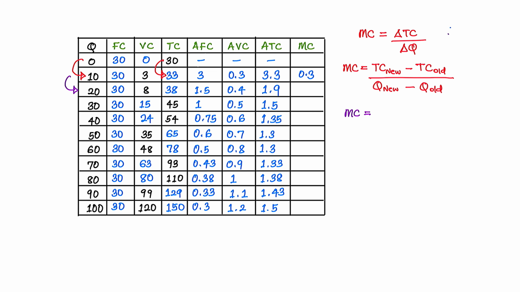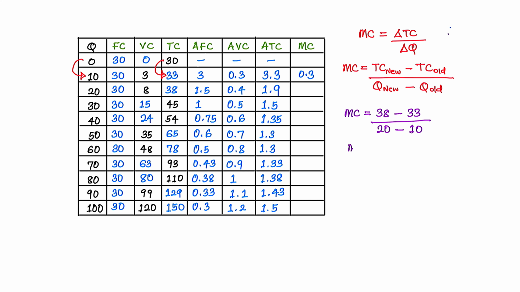Next, we are calculating the value of the marginal cost when the output increases from 10 to 20. That means the cost will increase from 33 to 38. So old quantity is 10, new quantity is 20. Old cost is 33, new total cost is 38. So calculating, the new total cost is 38 minus the old total cost, which is 33, divided by the new quantity, which is 20, minus the old quantity, which is 10.